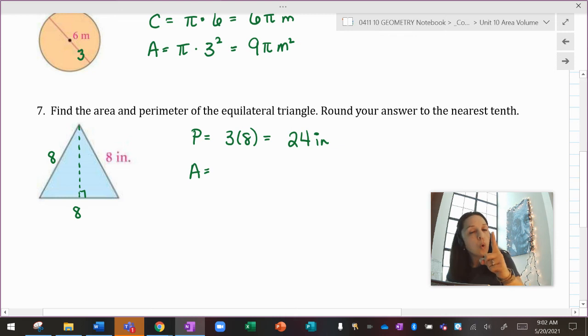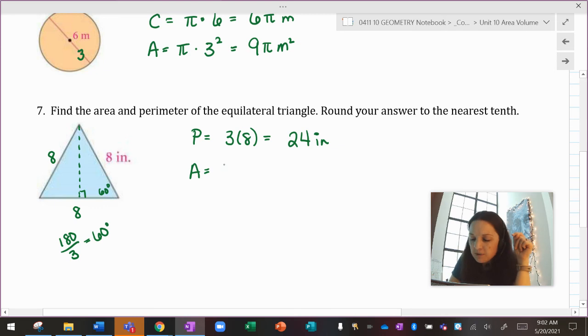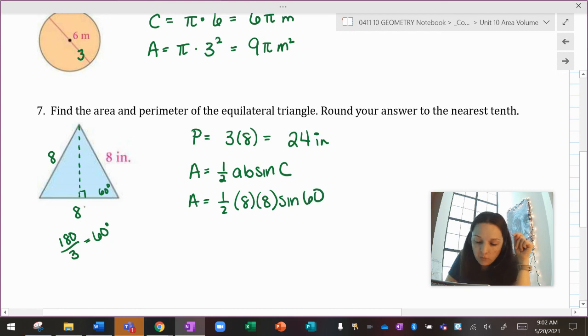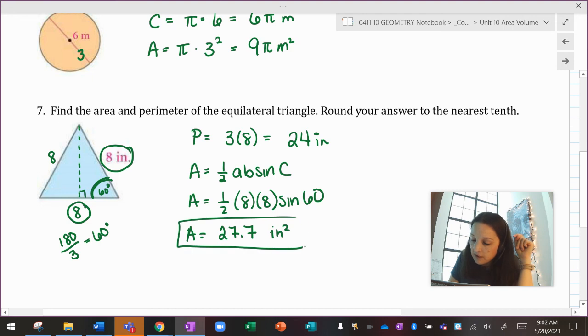That'd be helpful. Or, since this is equilateral, all the angles are equal. So the 180 degrees of a triangle gets split evenly 3 ways. These are all 60-degree angles. I'm going to use that other fun formula, 1/2 ab sine C. And so the area of this triangle is going to be 1/2 times 8 times 8 times sine 60. 1/2 the product of 2 of the sides and the sine of the angle in between. And if you type that into a calculator, you will get 27.7. And my units would be in square inches.